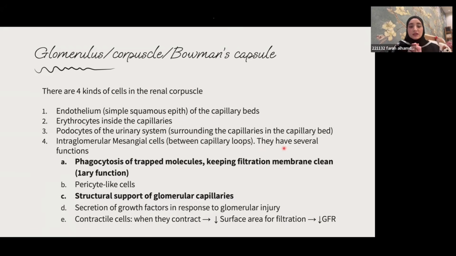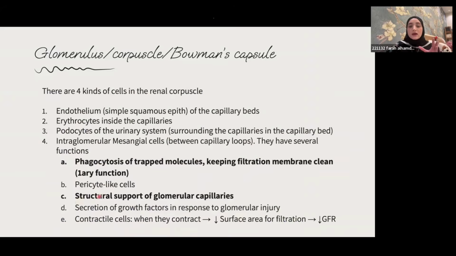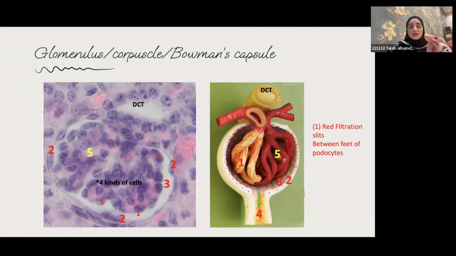But the interglomerular mesangial cells here, we need to focus on them because they have several functions, but their most important function is phagocytosis of trapped molecules. So for example, when you have molecules moving from the capillary to the Bowman's capsule, and there's a molecule that got stuck or molecules that are not moving, these cells basically phagocytose them to keep the area nice and clean. They also provide structural support of glomerular capillaries. They have other functions, but these are the two most important, especially the phagocytosis. This is their primary function, just to keep the area nice and clean.